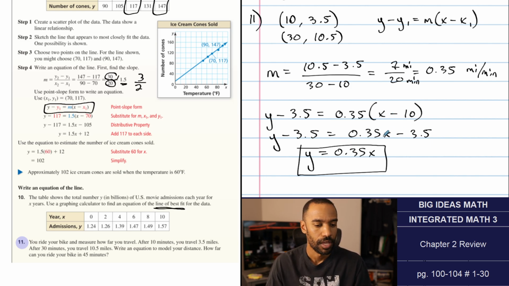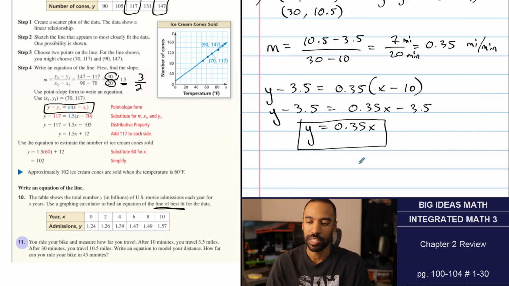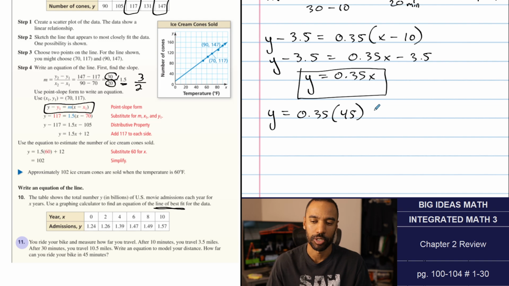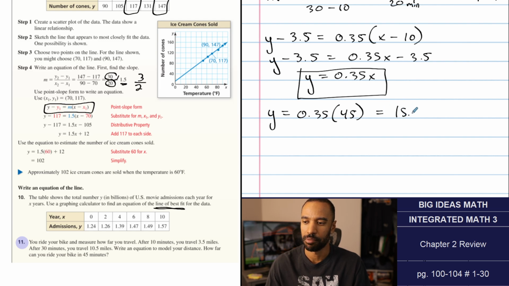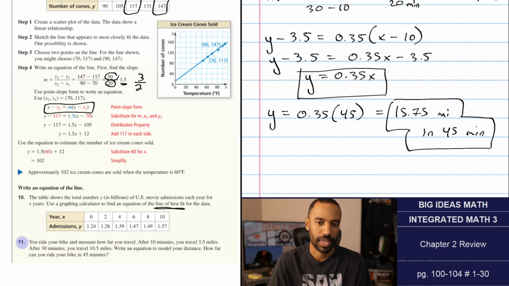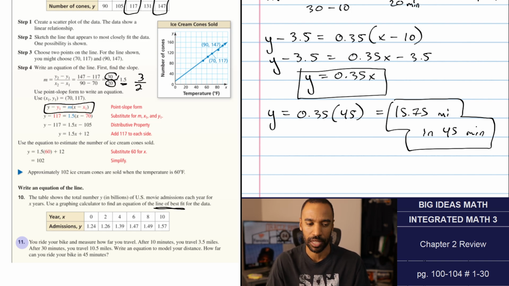Now it says, how far can you ride your bike in 45 minutes? If x is the amount of time, what we're going to do now is substitute 45 for x and figure out how much mileage that is. So 0.35 times 45 is 15.75. So you can travel 15.75 miles in 45 minutes, and that would be the answer to that. So we're using our model with that. That's the interpretation of everything that I had there.